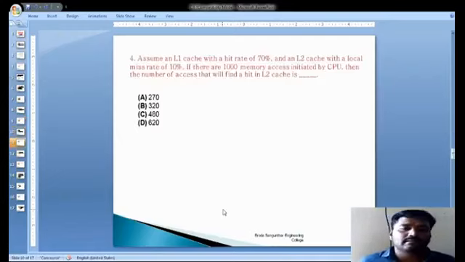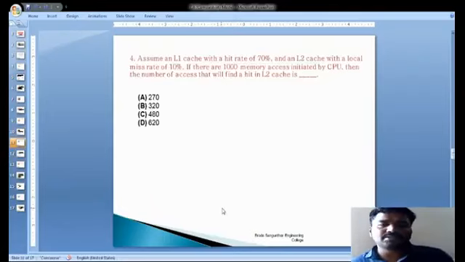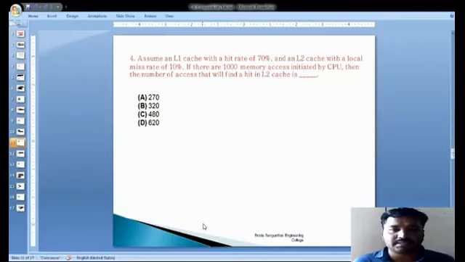So next question. So assume that L1 cache, the primary cache, with a hit rate of 70 percentage and L2 cache with a local miss rate of 10 percentage. If there are 1000 memory accesses initiated by CPU, then the number of accesses that will find a hit in L2 cache. I'll put it in this way.